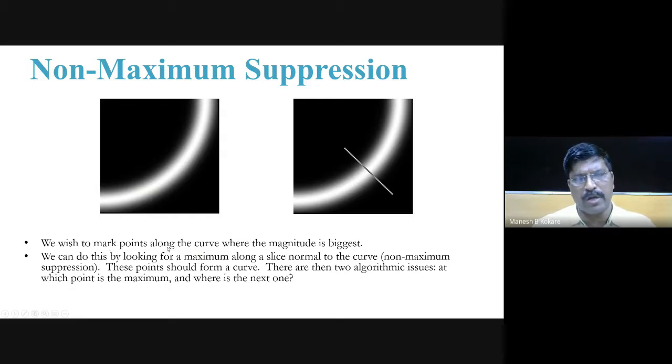So we wish to mark the points along the curve where the magnitude is biggest. We can do this by looking for a maximum along a slice normal to the curve. So this is the slice on this curve, and normal to it is this one. These are the edge pixels. Now we have to choose one pixel among them which gives the maximum response, and the pixels which do not give the maximum response will be suppressed. Those points will form the curve, and there are two algorithmic issues: which point is the maximum, and where the next one is, and so on.